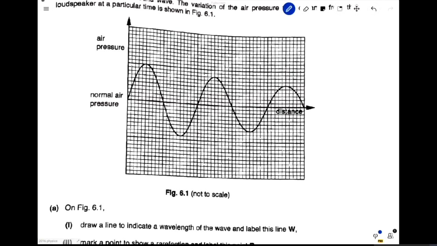Next, draw a line to indicate a wavelength of the wave and label this W. So where is one wavelength? It is from here to here. Yeah, correct? So we call this one the crest. So there's W over here. W, right? It's from here to here. This one, here to here. Okay, one wavelength.